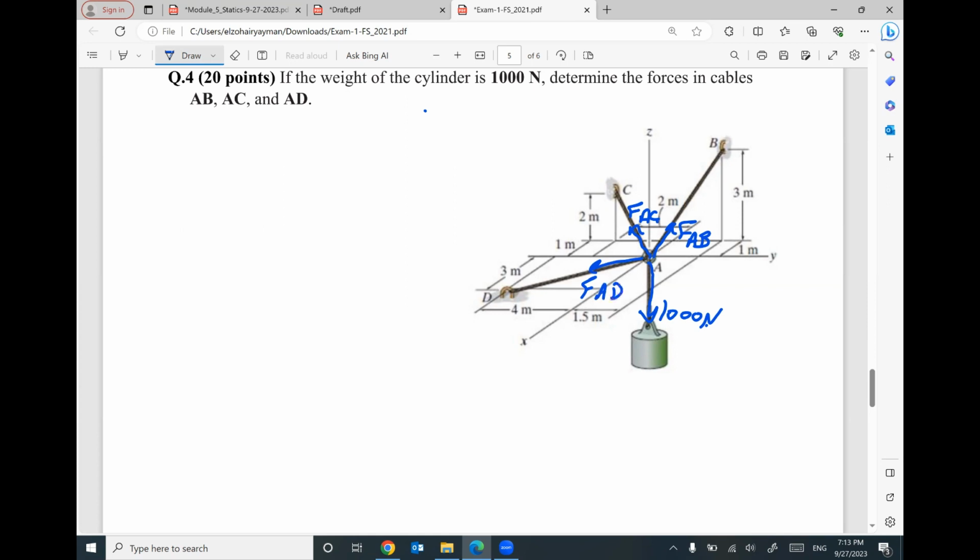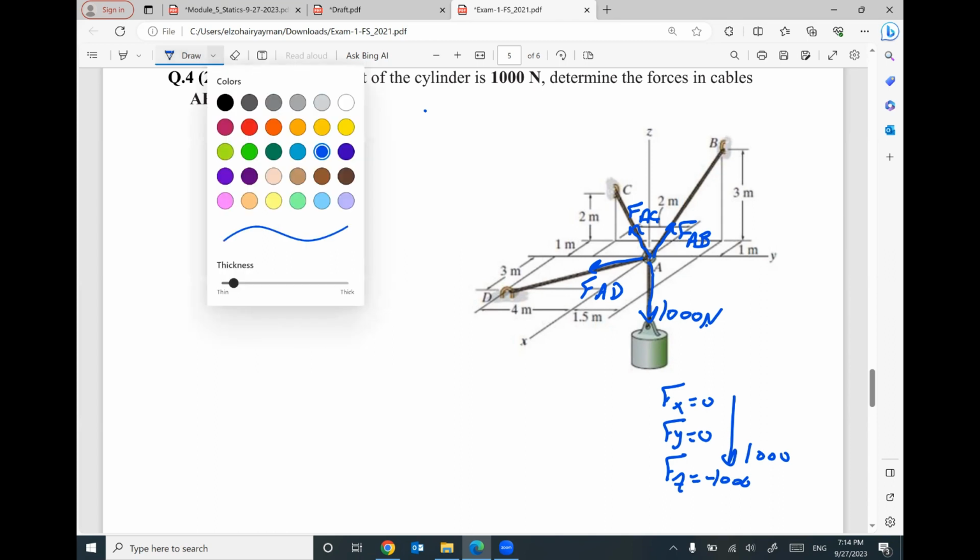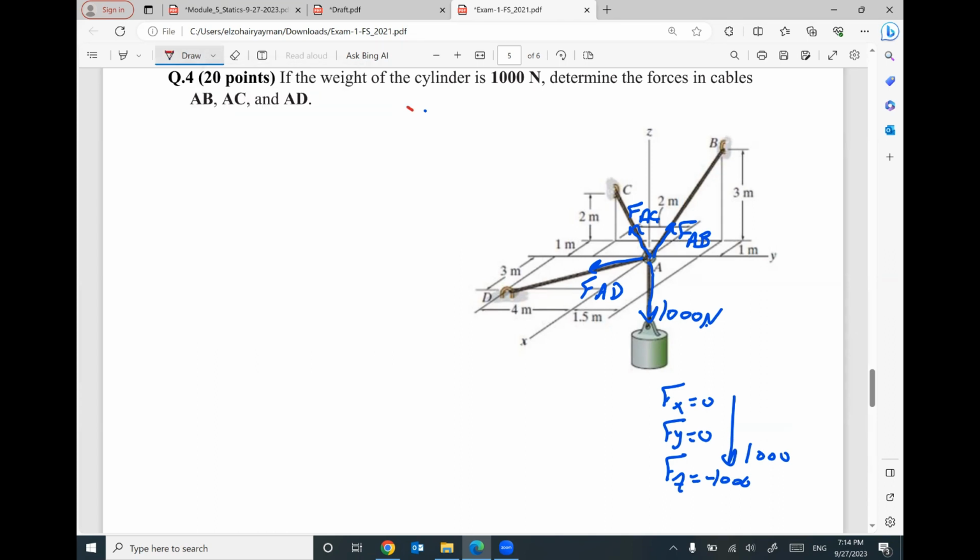So we need to convert each force to three components. Keep in mind, for the 1000, the X component will be 0, the Y component will be 0, and the Z component will be negative 1000. This is the easiest one. To figure out the three components for each force, we need to figure out the 2 points that each force is passing through. This is your X, this is your Y, and this is your Z.